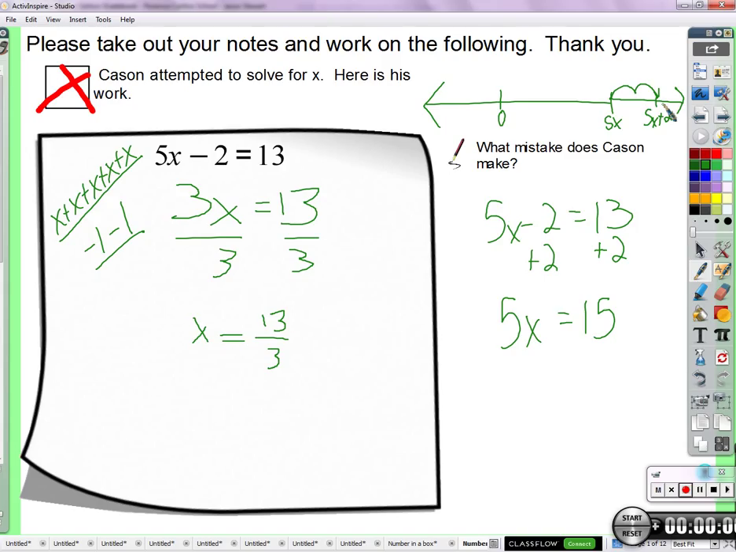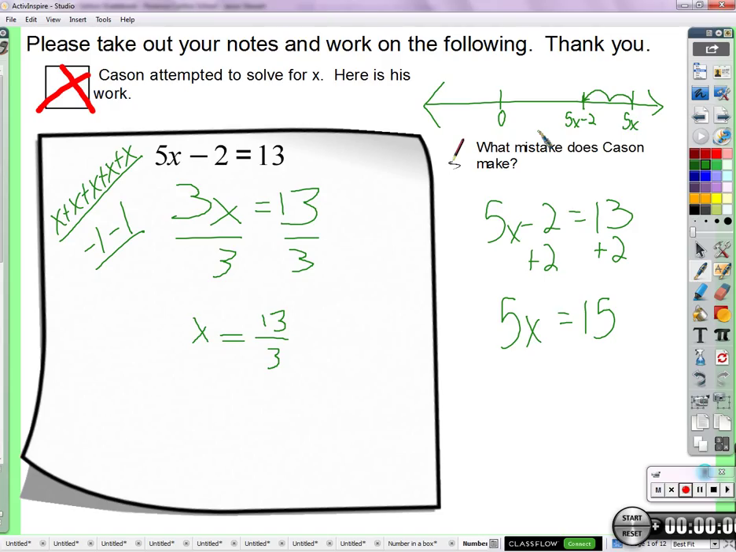Oh, wait, it's on the other side. Wait, what? We had 5x minus 2, so that could be confusing. 5x minus 2. Okay, 5x, if I'm going to subtract 2, that's going to look like that. And again, I don't know how big this is, I don't know what number this is, but I do know that it is 2 less than 5x. Okay, Cole? 5x minus 2. Oh, yeah. This is the number 5x minus 2.